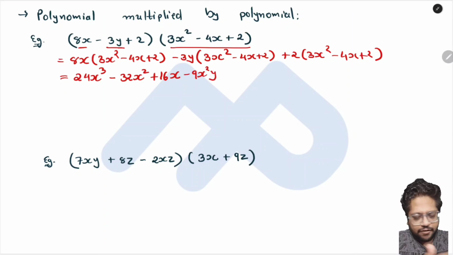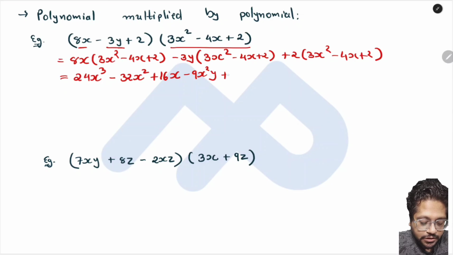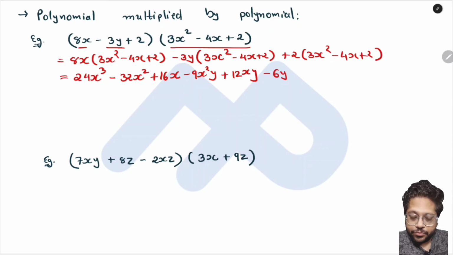You can also write yx square or x square y, both are the same thing because multiplication is commutative, of course. So minus 3 times 3 is minus 9. Then similarly minus 3y times minus 4x, both are negative, so it will become positive 12xy or yx, same thing. And minus 3y times 2, that is minus 6y.